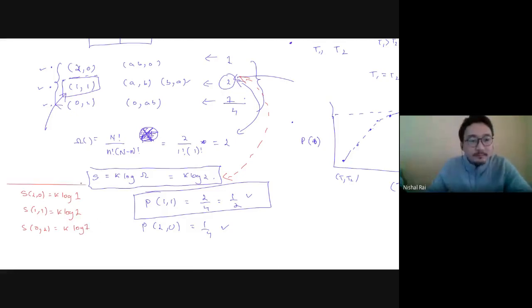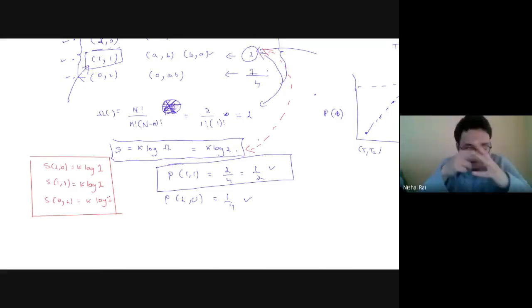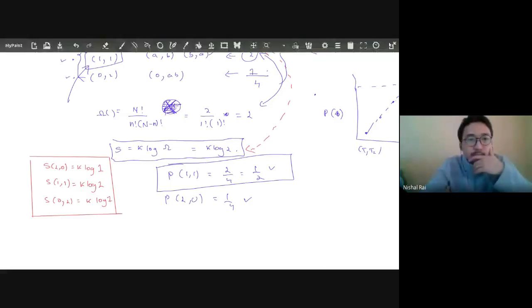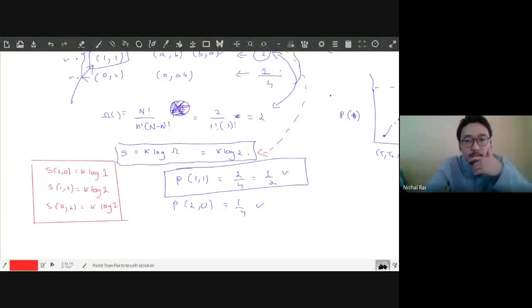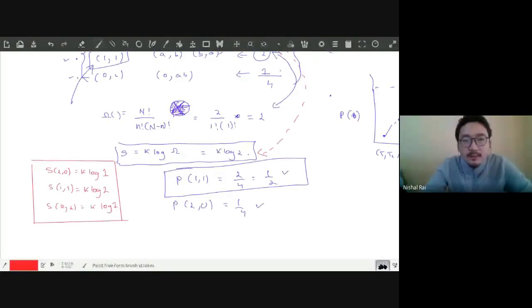You just calculate and tell me. How much is log of 1? Log of 1 is 0. And log of 2?